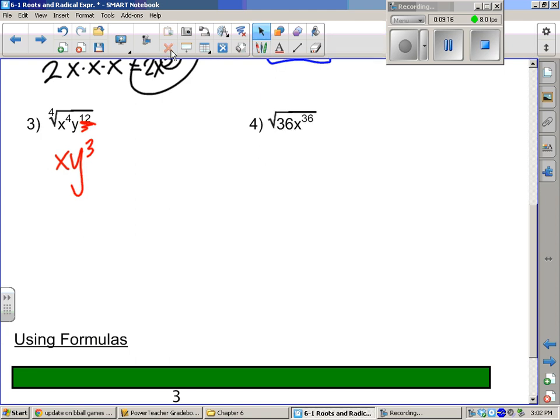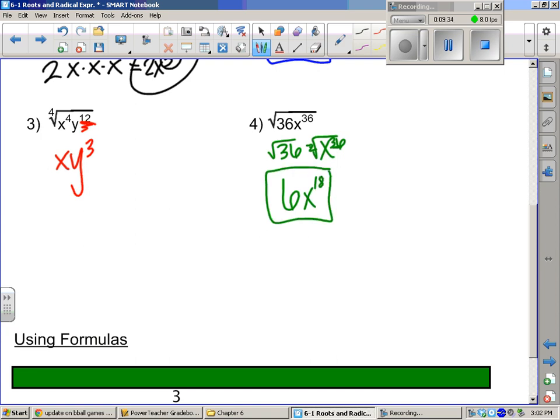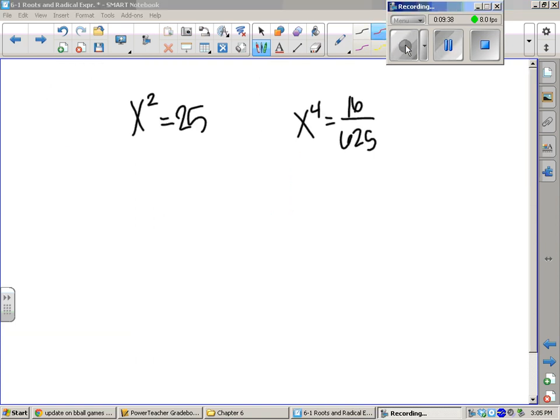Okay, last one. So square root of 36. Split that up, square root of x to the 36th. Well, this is just 6. And then remember, you're not square rooting this, you're dividing it by 2. That's going to give us 18 x's. So we definitely don't want to have to write out 36 x's and circle them. Right, that'd be a lot. Right. I call that the square root method.